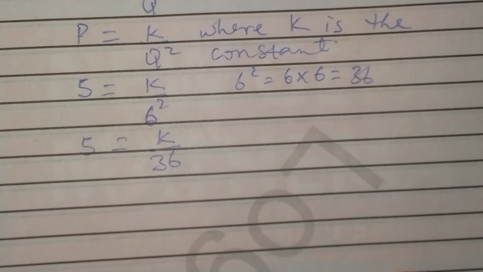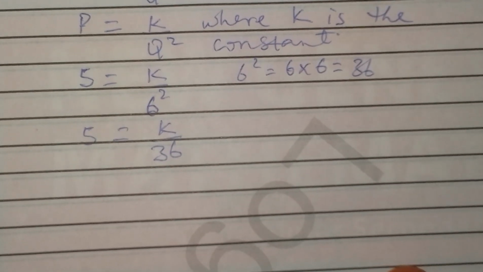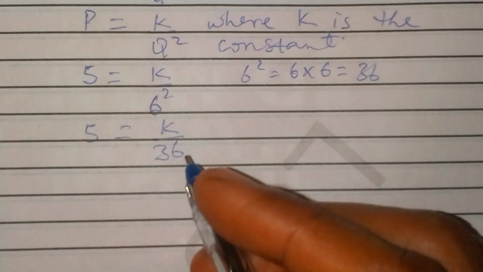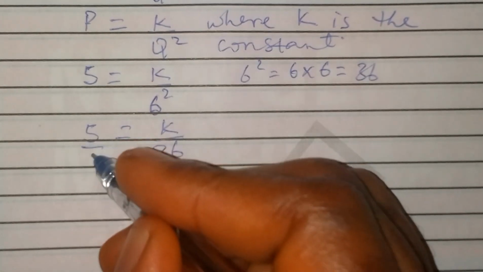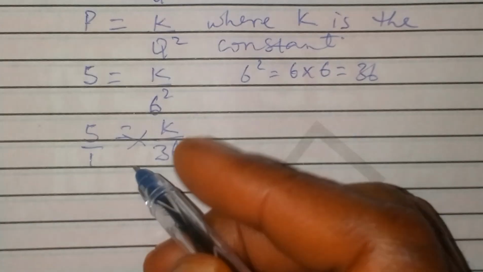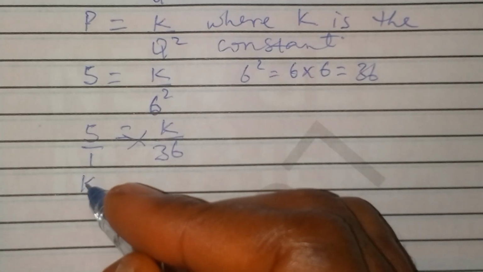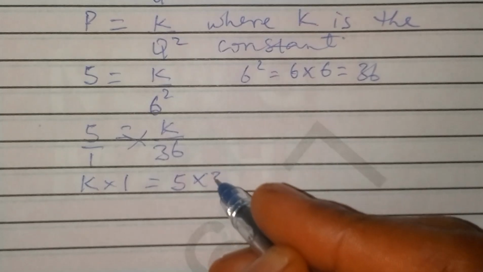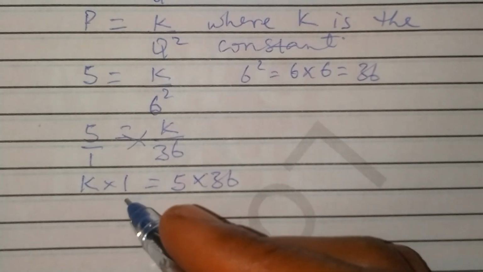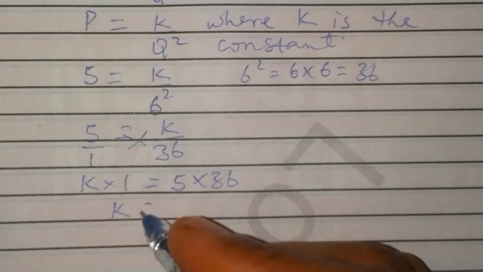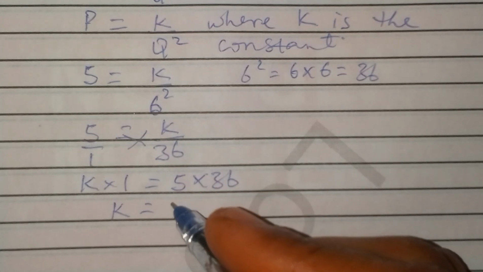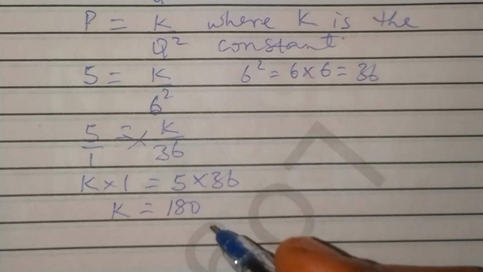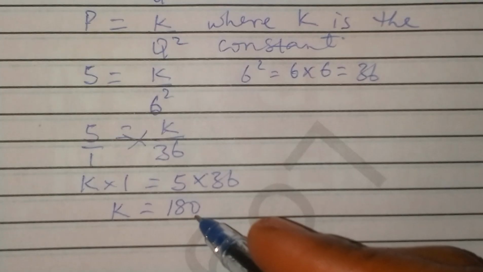Then for us to get the value of k, we cross multiply. So this is 5 over 1. When we cross multiply, we'll have k times 1 equal to 5 times 36. So k times 1 will give us k, and 5 times 36 will give us 180. That's the value of k.